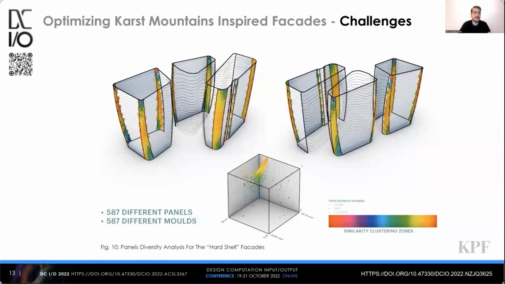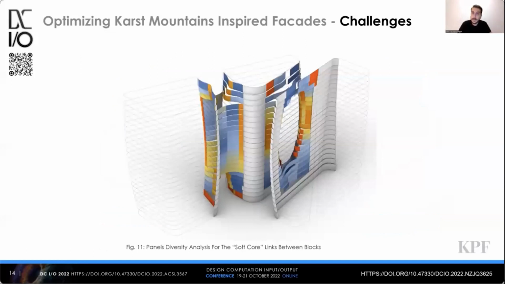All these panels were going to be produced by molds because the material that we are using is UHPC, and this amount of molds was going to be much more expensive than the rest of the facade, most probably. So we had to come up with a method to tackle this entire problem. As you can see in the graph in the middle, it shows the distribution of these panels in a space where we compare their dimensions and curvature. It is really varying and worrying.